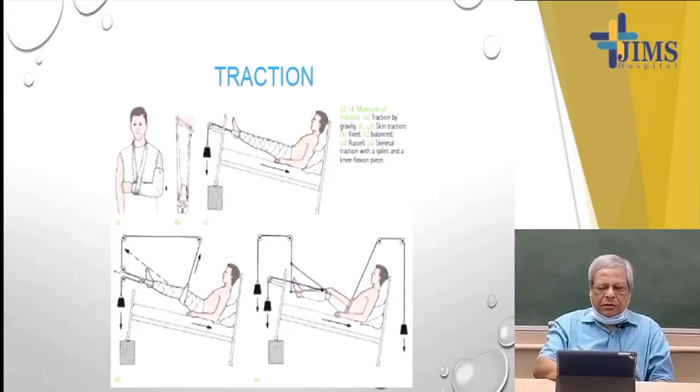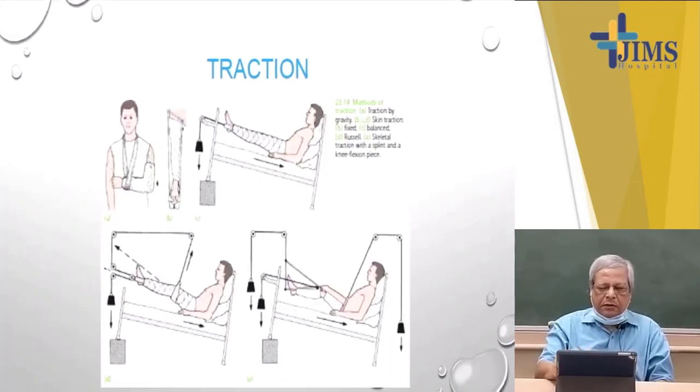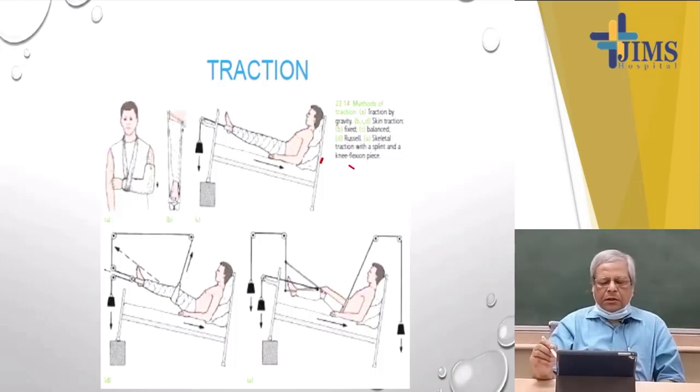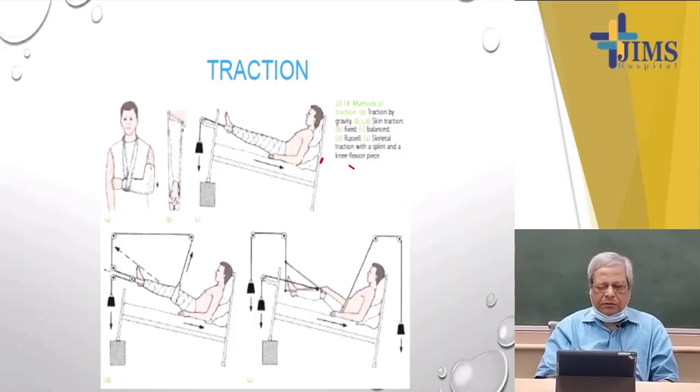There is traction in this way by the weight. Here, the foot end of the bed is elevated by blocks, so the body weight pulls it this way. This is a counter traction. Body weight pulls it this way. This is counter traction. So whenever there is a traction, there has to be a counter traction.